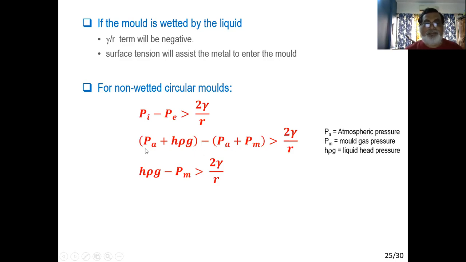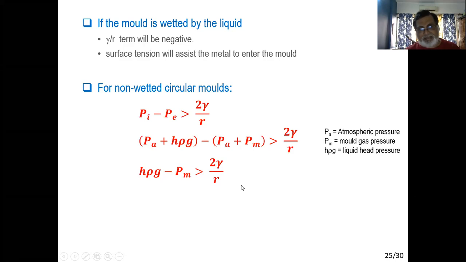So positive pressure, then negative pressure. So there is a Pa, there is Pa, we remove this Pa, so ultimately it becomes H rho G minus Pm, and this should be greater than the resistance offered by the surface tension. So this is our general formula for a narrow section mold cavity for filling the mold cavity against the surface tension.